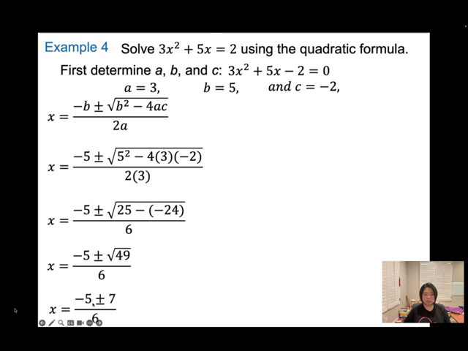So that is negative 5 plus minus 7 divided by 6. I want you to separate into two. One is negative 5 plus 7 divided by 6, and one is negative 5 minus 7 divided by 6. So you should get 2 over 6 or negative 12 over 6. Simplify it, you should get these two answers.